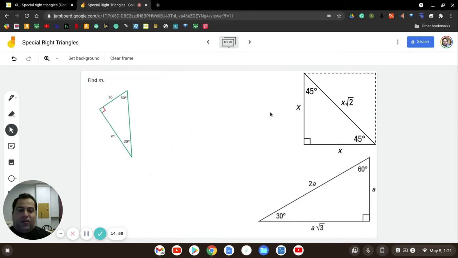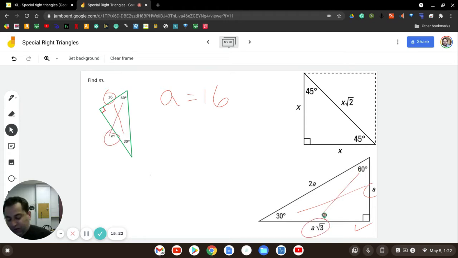All right, I have a 30, 60, 90 triangle going off this triangle down here, I can tell right away I have 16 opposite 30 degrees. Opposite 30 degrees is going to be A. I know that A is equal to 16. I'm trying to find M, which is opposite 60 degrees. Opposite 60 degrees is A square root of 3. So I know that M is equal to A square root of 3. I know what A is. A is 16. So I know that M is equal to 16 square root of 3.